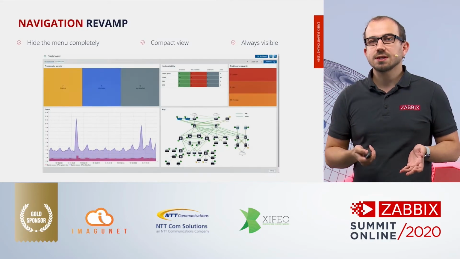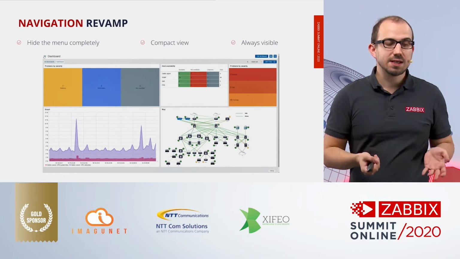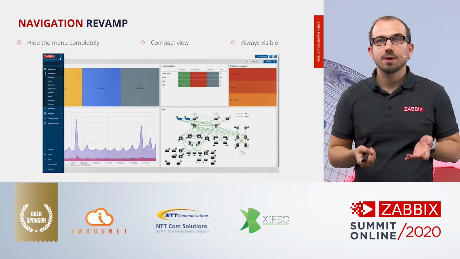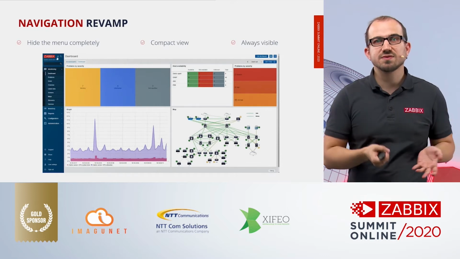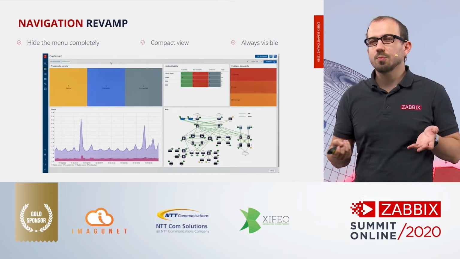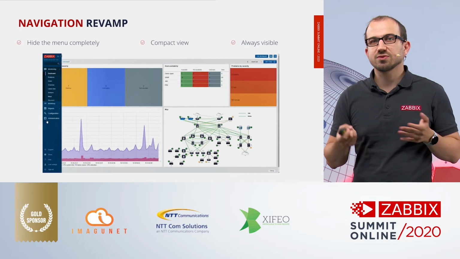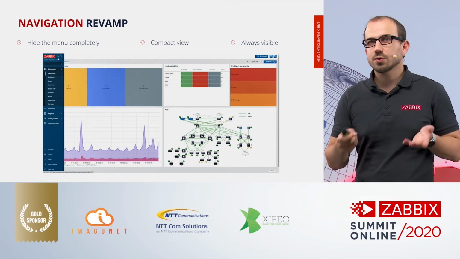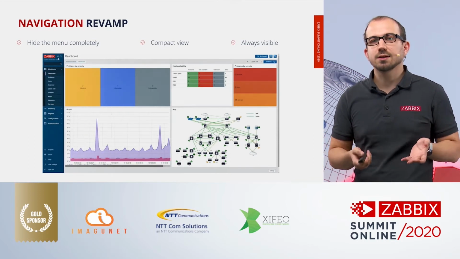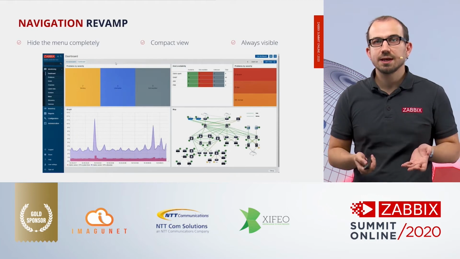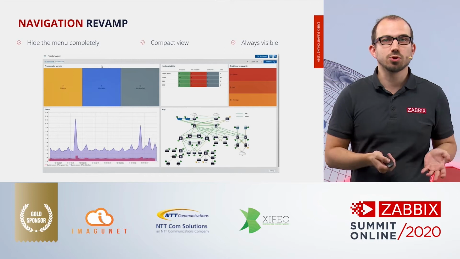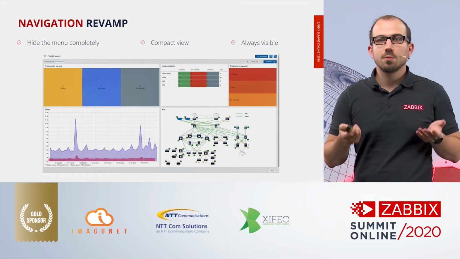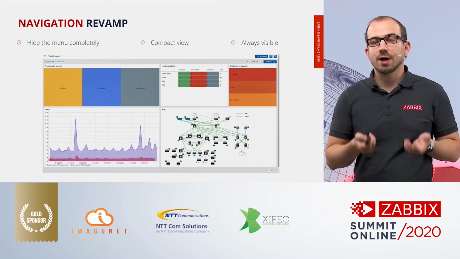So what do we see right here? We see a navigation revamp. It got a lot better, so now you can make it always visible. Or you can use a compact view to make sure you see more of the information, less of the menu. Or the other way around, you can even hide the menu completely without obstructing the view to the dashboards or any other information that you might be looking at right now.